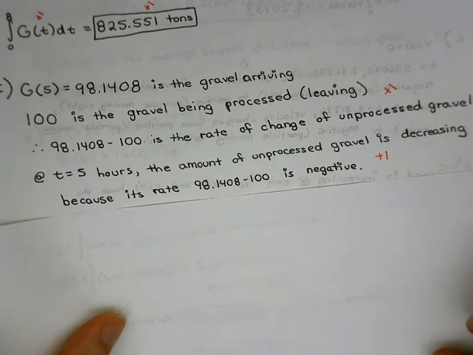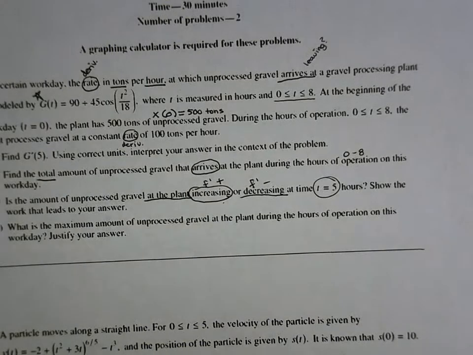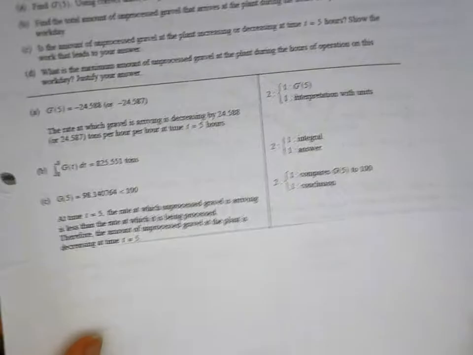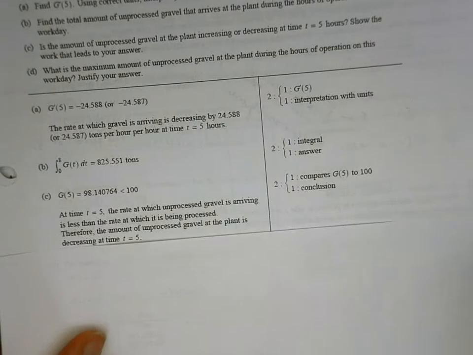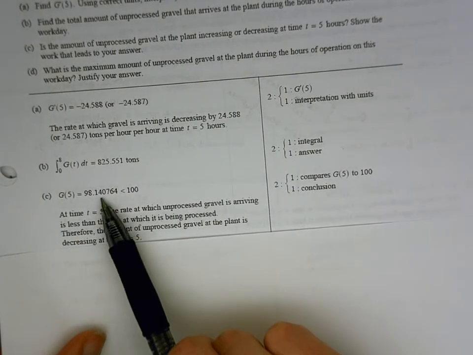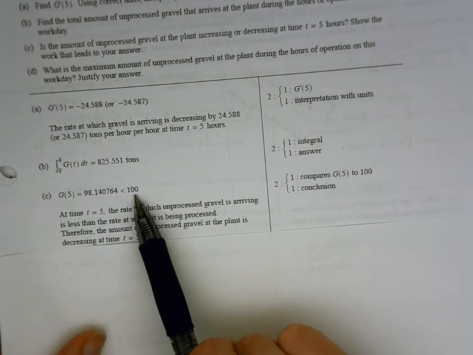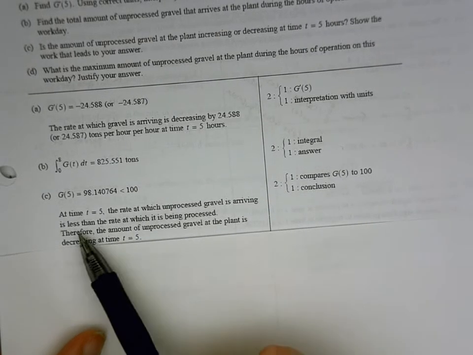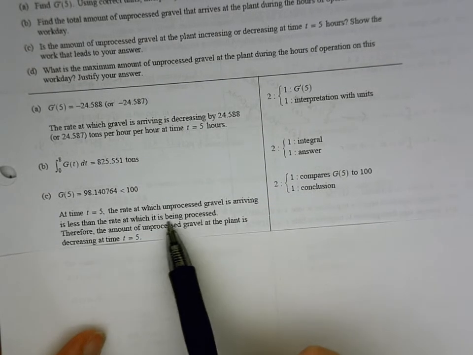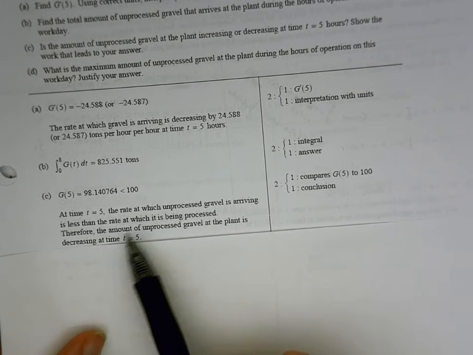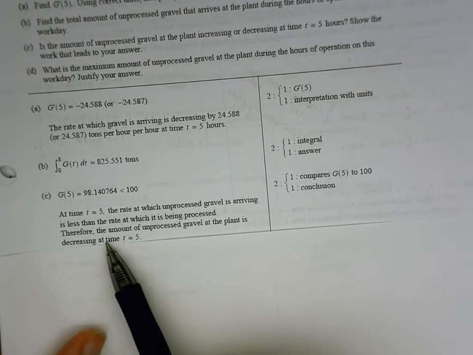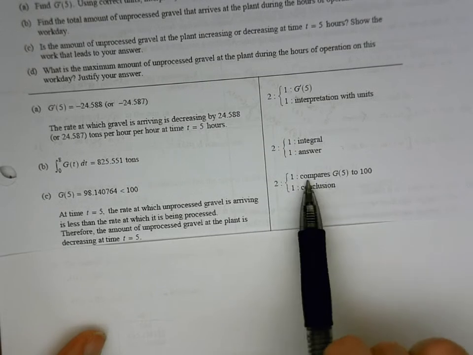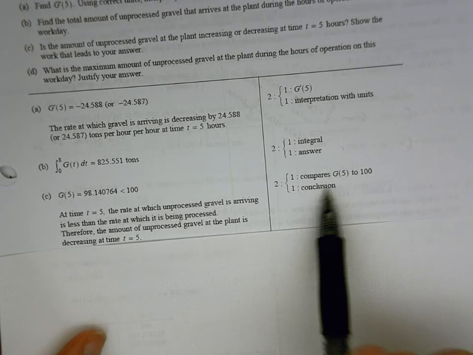In terms of how they wrote it on their little rubric, I'll go ahead and show that. They wrote it like this: G of 5 equals 98.140764, which is less than 100. At time t equals 5, the rate at which the unprocessed gravel is arriving is less than the rate at which it is being processed. Therefore, the amount of unprocessed gravel at the plant is decreasing at time t equals 5. And then here you can see those 2 points, one for comparing G of 5 to 100, one for your conclusion.